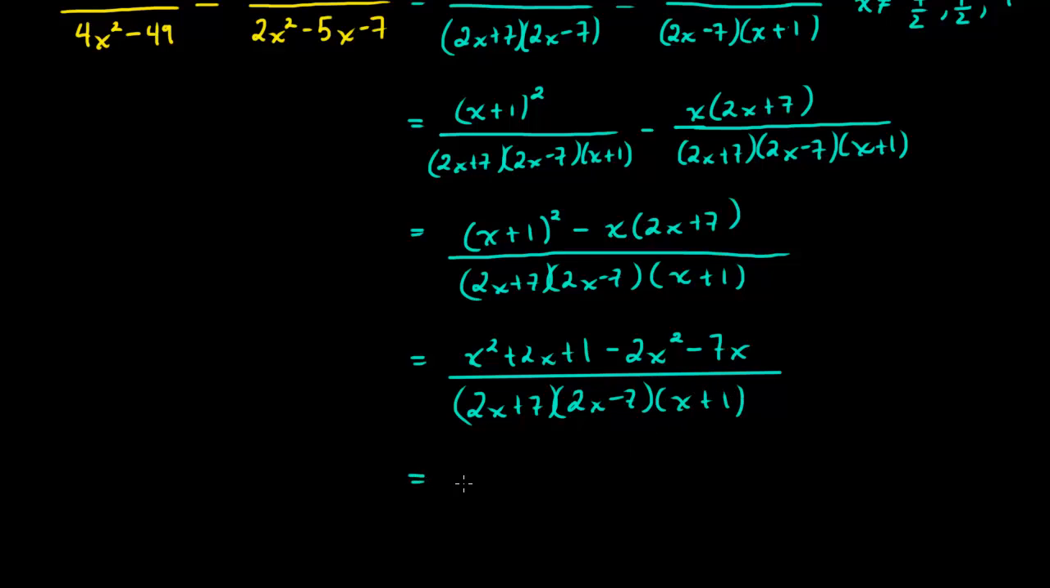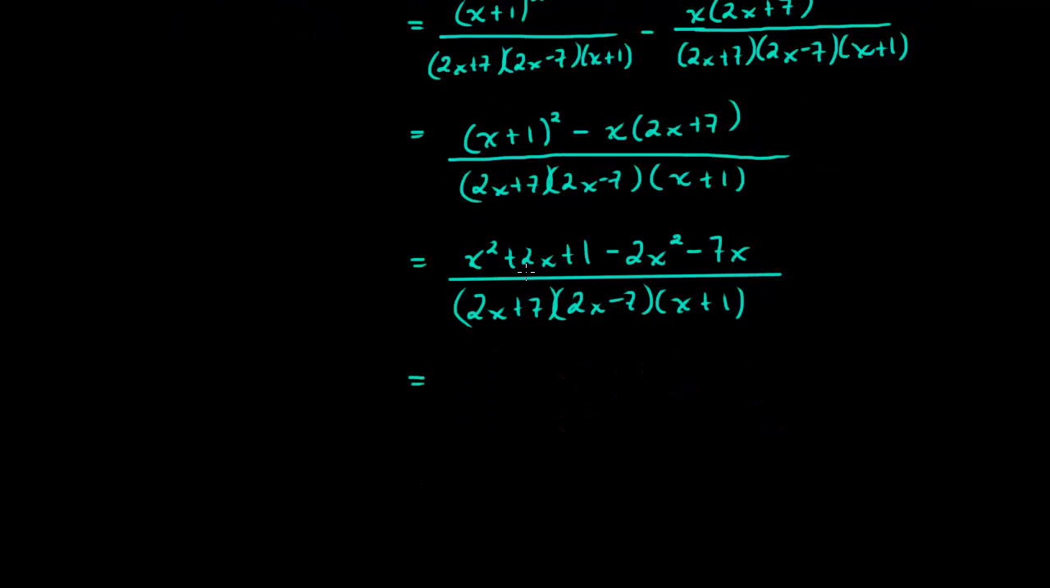Lastly, I can go ahead and actually subtract and combine like terms. x² minus 2x² is minus x². 2x minus 7x is negative 5x. And I still have the plus 1 constant term. And that's all over (2x + 7)(2x − 7)(x + 1).